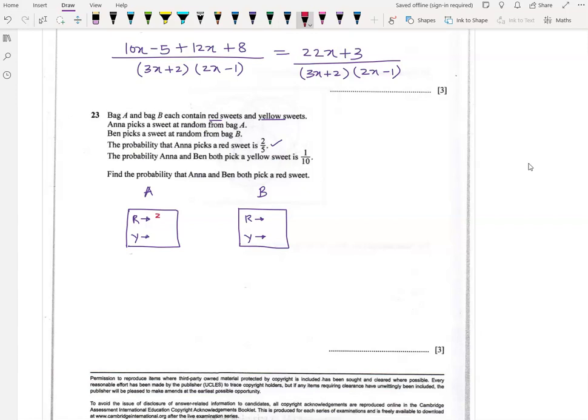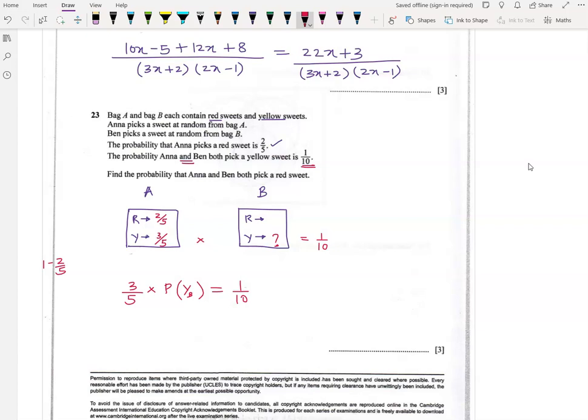So probability of red is 2 out of 5 for Anna. So if red is 2 by 5, then yellow will be the remaining. So you can do 1 minus 2 upon 5. So the probability of yellow from bag A is 3 over 5. Okay. Now the probability that both Anna and Ben pick a yellow is 1 upon 10. So and means when you multiply both the probabilities, the answer is 1 upon 10. So we don't know this, so we can work it out. So 3 upon 5 into the probability of yellow for bag B is 1 upon 10.